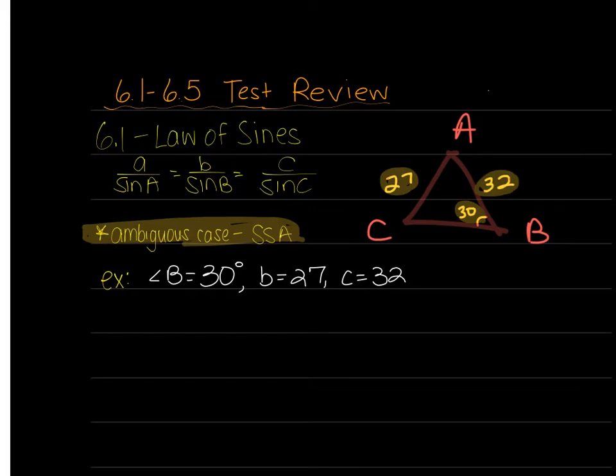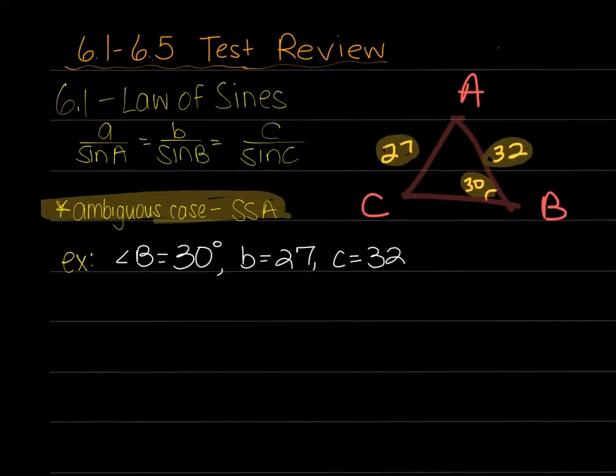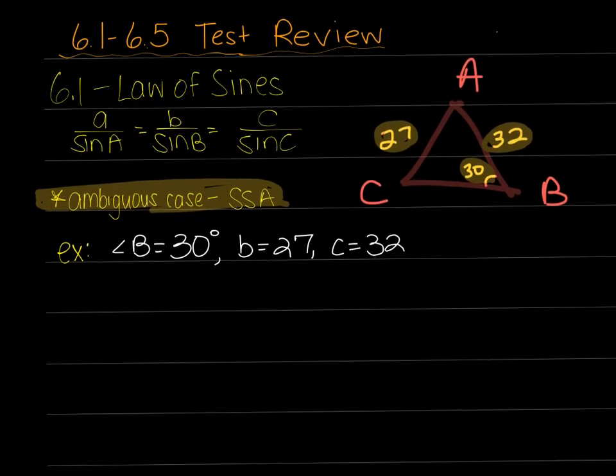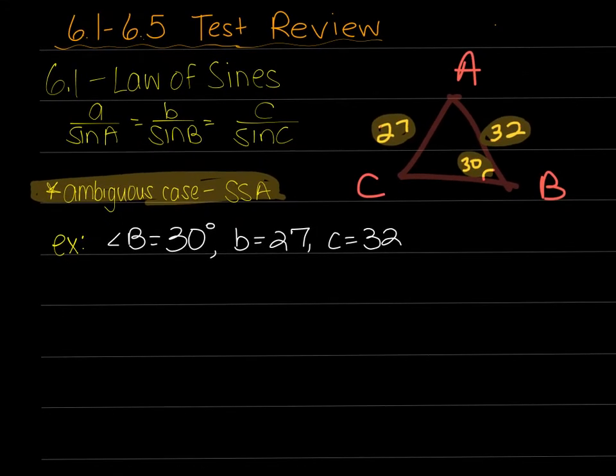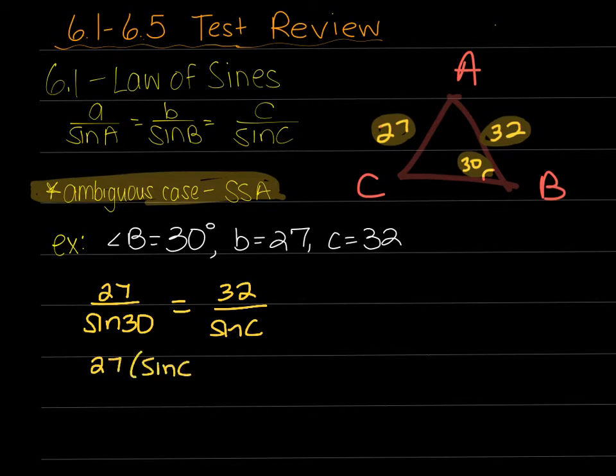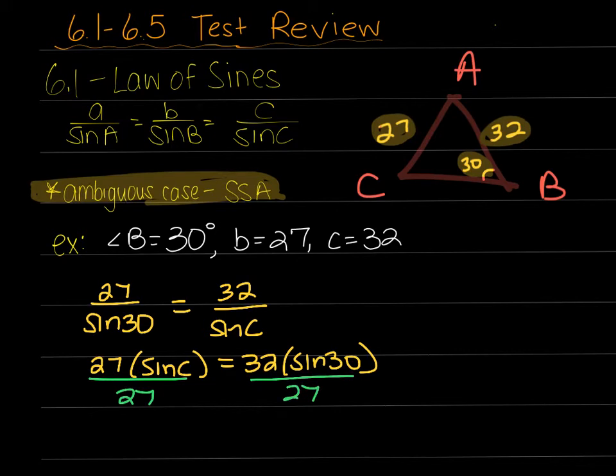So we start by solving it the same way you solve everything else. You have one complete ratio in B. So I'm going to say side b, which is 27, over the sine of B, which is 30, equals side c, which is 32, over the sine of angle C, which is what we don't know. Then 27 times the sine of C equals 32 times the sine of 30. And then I'm going to divide both sides by 27, and let the calculator do the work there.